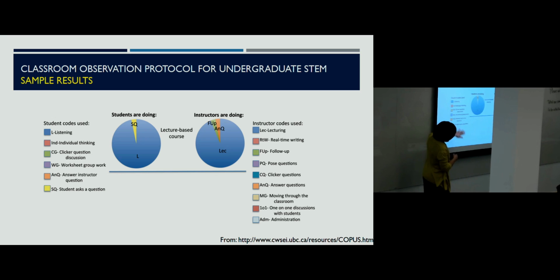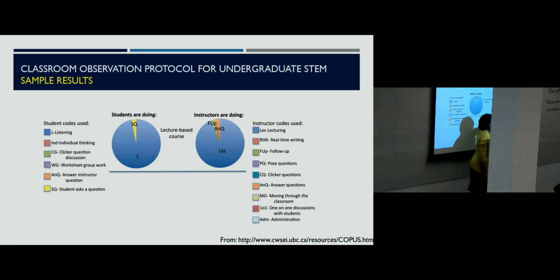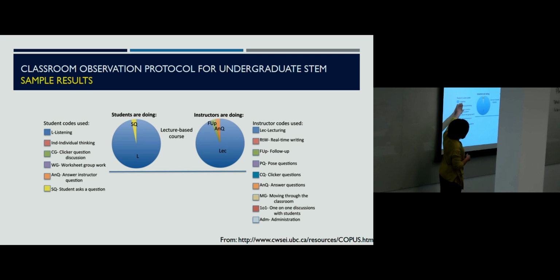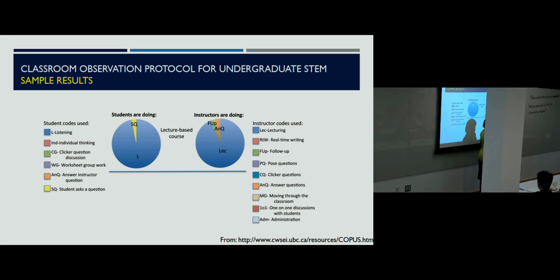I want you to look at some feedback and results, and then I'm going to have you do a little exercise. So if you look at this, they give you these pie charts, right? The COPUS says, what are the students doing? What are the instructors doing? And you basically use codes every 2 minutes of class, and you say, what are they doing? Okay, what are each of these groups doing? Are they listening, if they're students, individual thinking, clickers, etc.? And then for the instructor, are they lecturing, etc.?